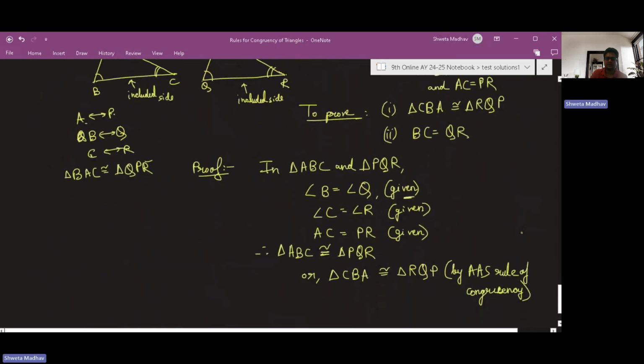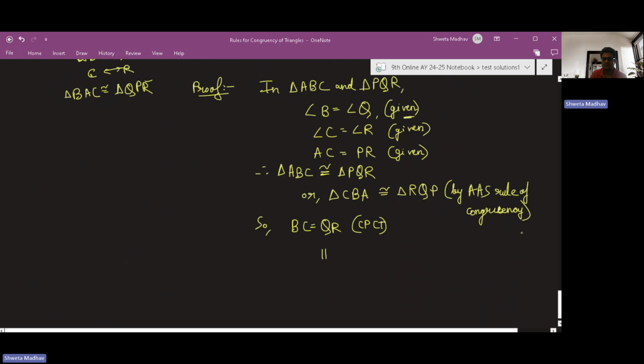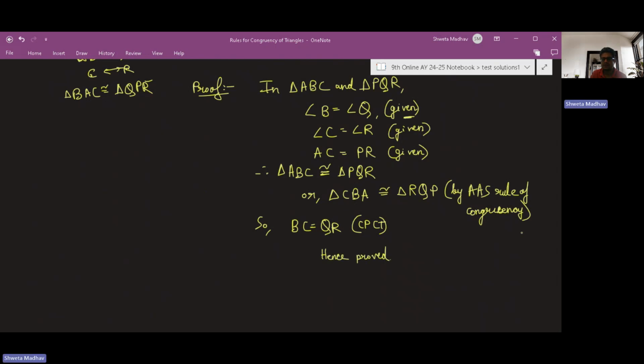And therefore, we will say, side BC also will be equal to QR by CPCT. So hence we will write, hence proved. Also we can write at the end, or here on the side, we can write proved part 1, and here we can write proved part 2.